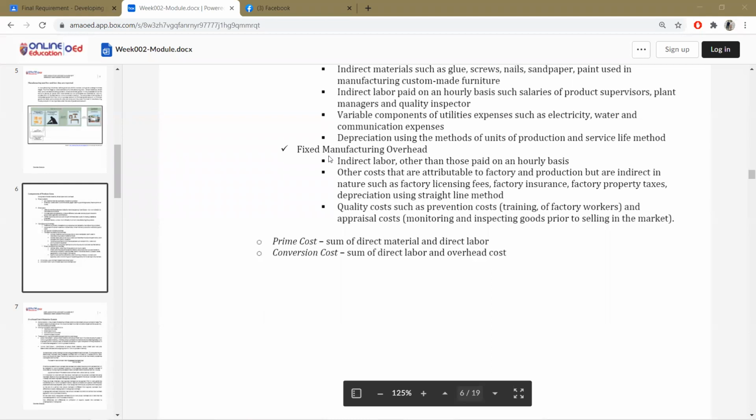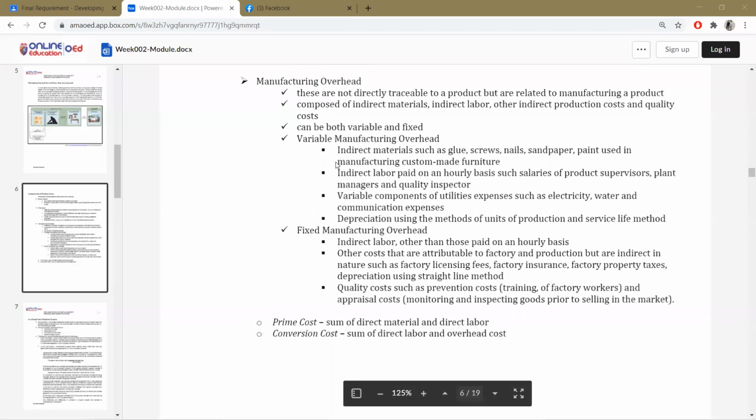So, we are already done with the fixed manufacturing cost. So, amad to ha, i-wrap up ko la. And fixed manufacturing overhead cost, these are costs that are indirect, and these are costs that are part of the indirect labor and indirect materials, plus the costs that are incurred in the factory.